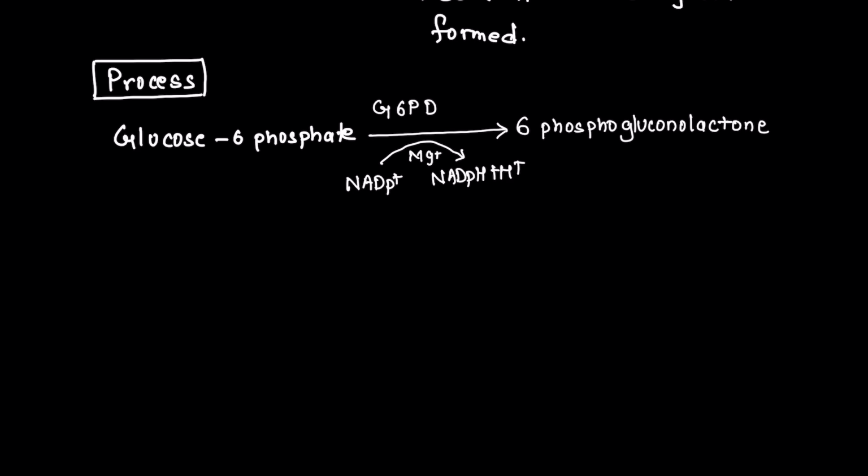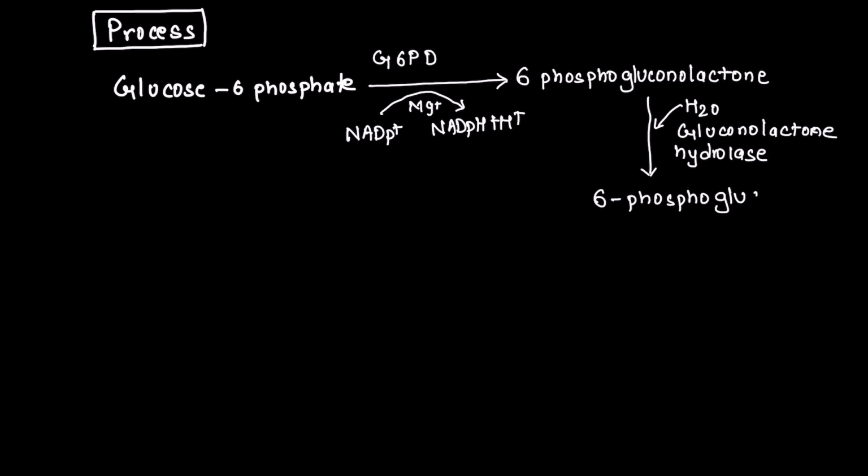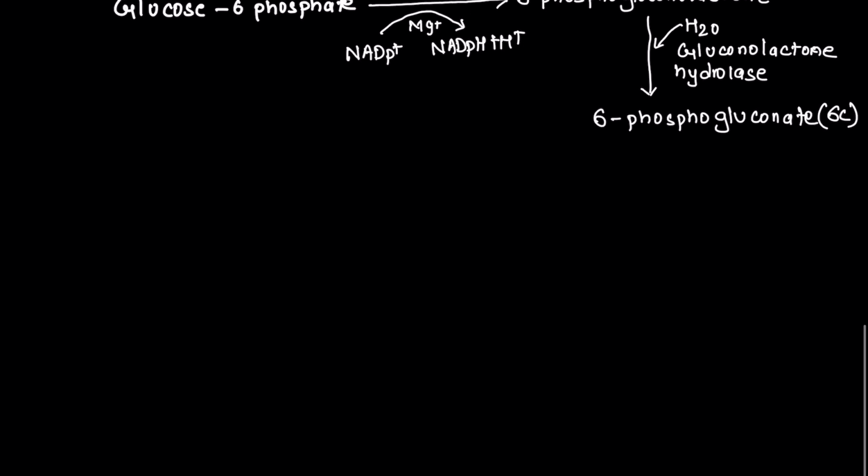Another thing that happens is that 6-phosphogluconolactone, by the addition of water in the presence of gluconolactone hydrolase, gets converted into 6-phosphogluconate. Understand that this is a 6-carbon compound, this is also a 6-carbon compound, and this is also a 6-carbon compound, right? Now let's look at how it changes. There will be the formation of 3-keto 6-phosphogluconate. This is also a 6-carbon compound.